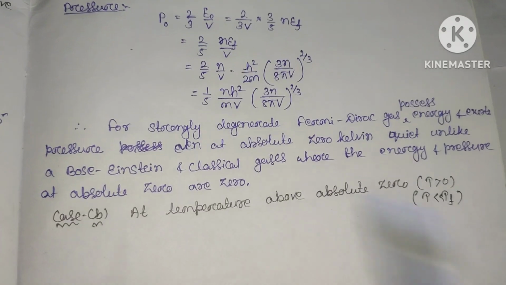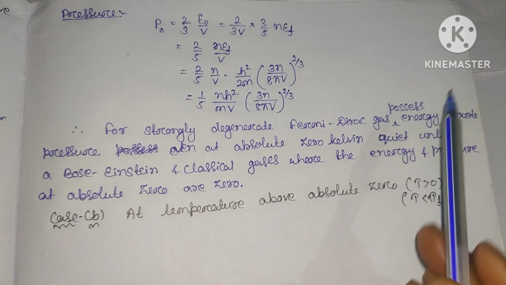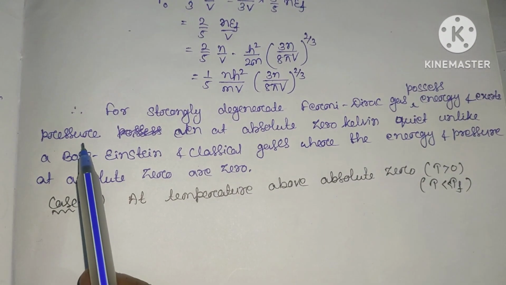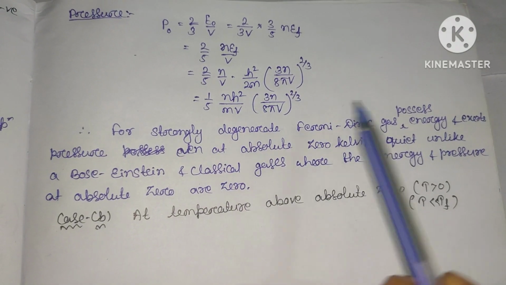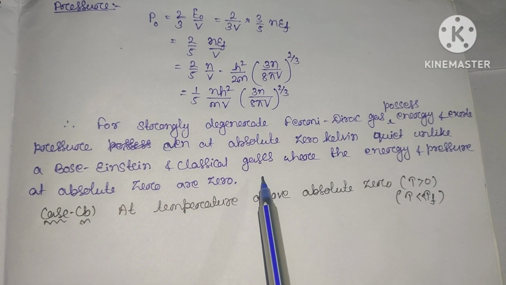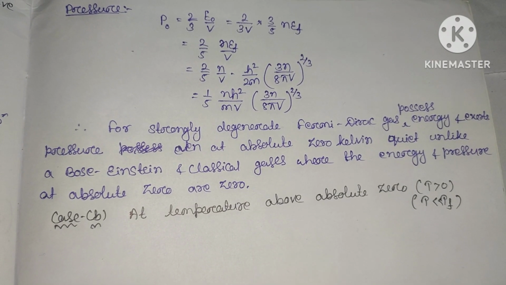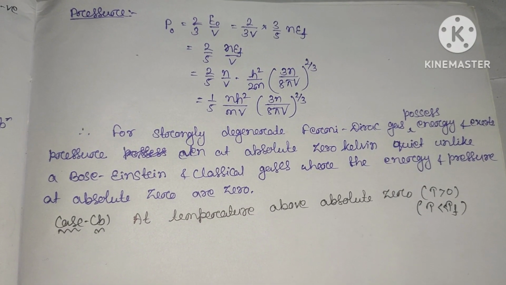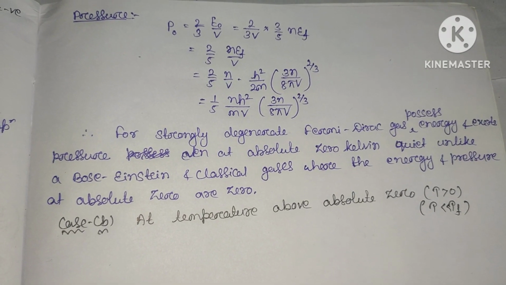So it means that here the pressure has some value. So for a strongly degenerate Fermi-Dirac gas, it possesses some energy, that is 3/5 of N E_F, and it exerts some pressure. It means that even at absolute zero temperature, the Fermi-Dirac gas possesses some energy and exerts some pressure. In case of Bose-Einstein and classical gases, the energy and pressure at absolute zero are zero. So this is the basic difference between the Fermi-Dirac and your Bose-Einstein or classical gas. Clear? So this is all about strong degeneracy at absolute 0 Kelvin.